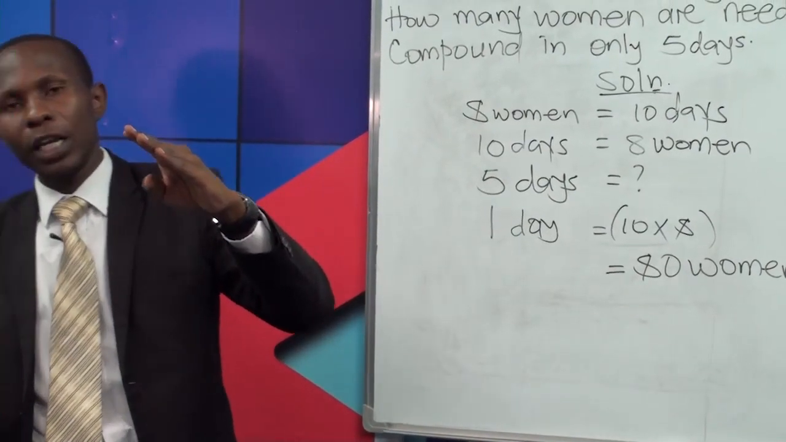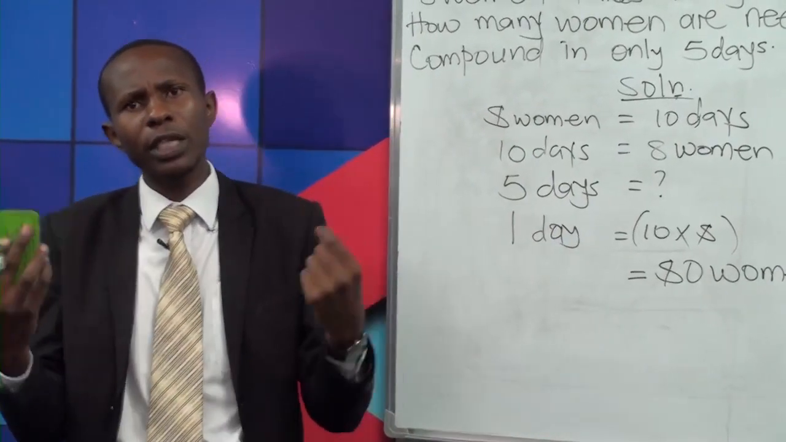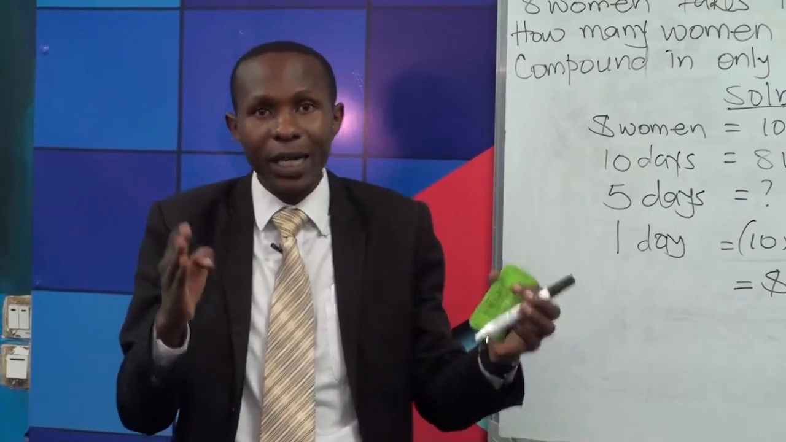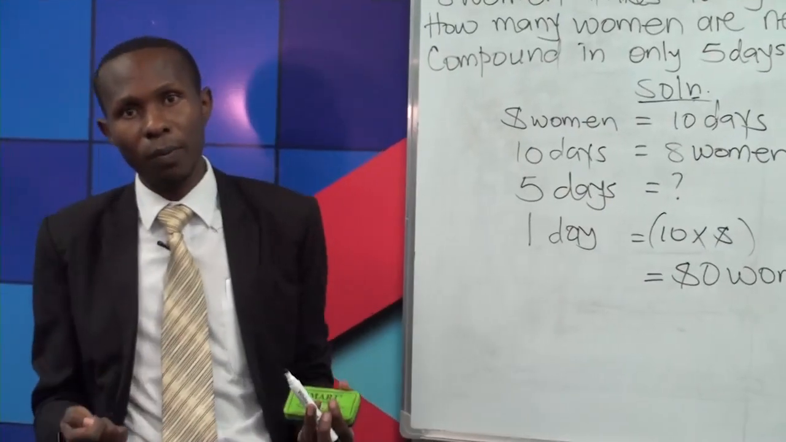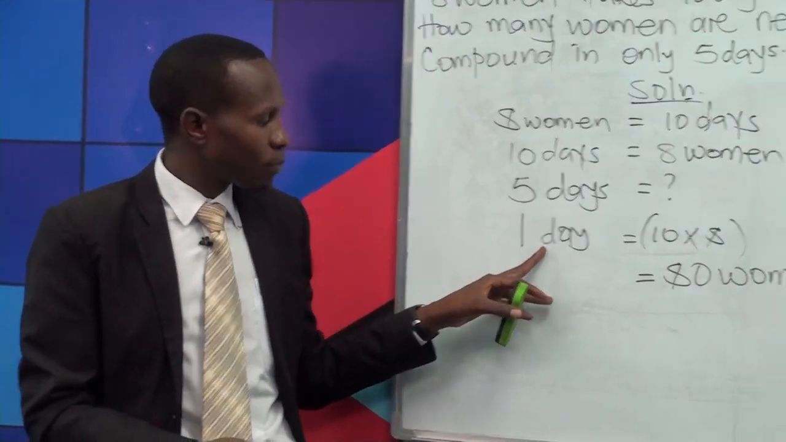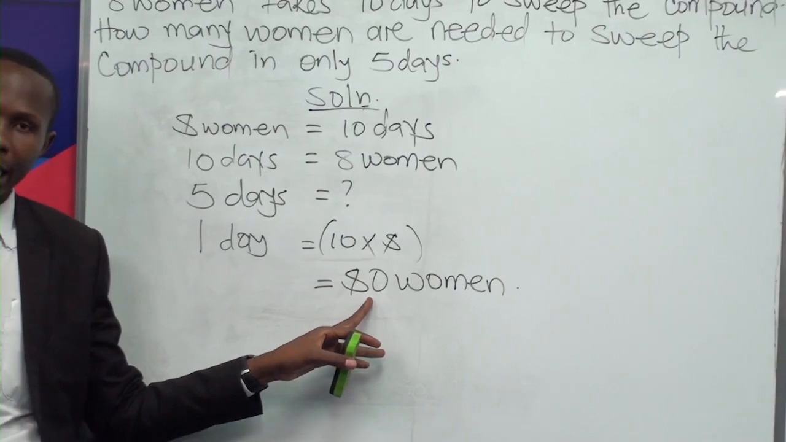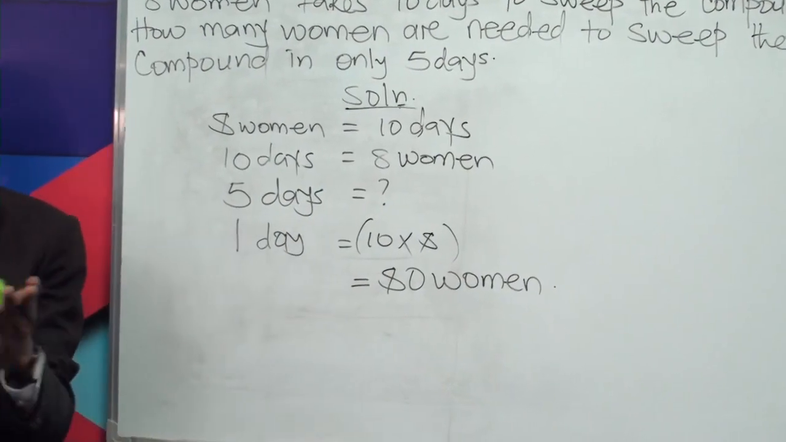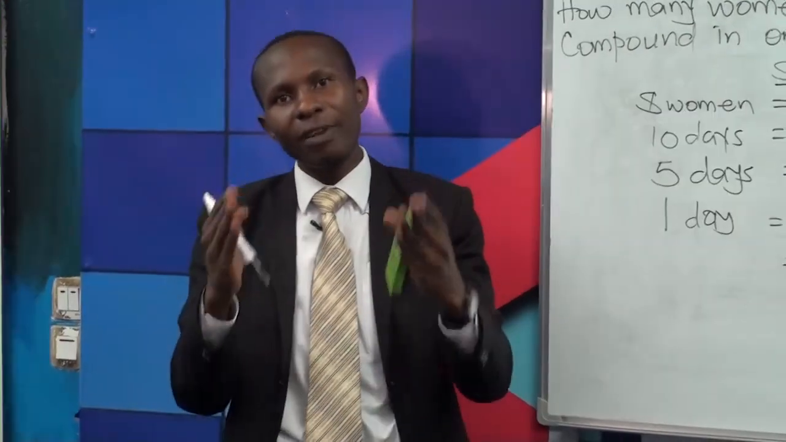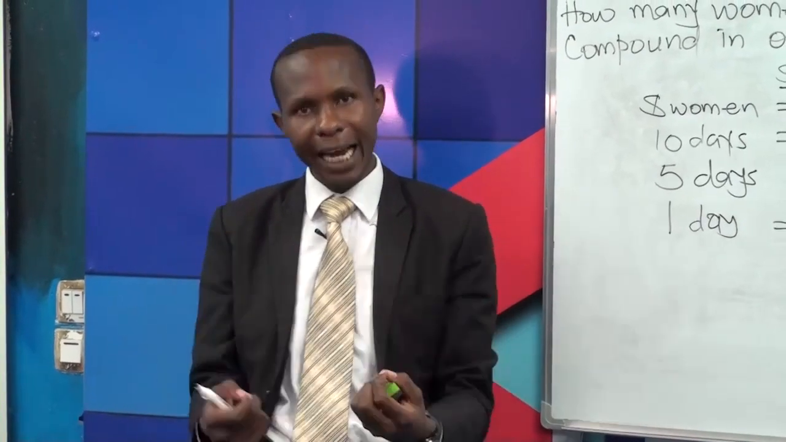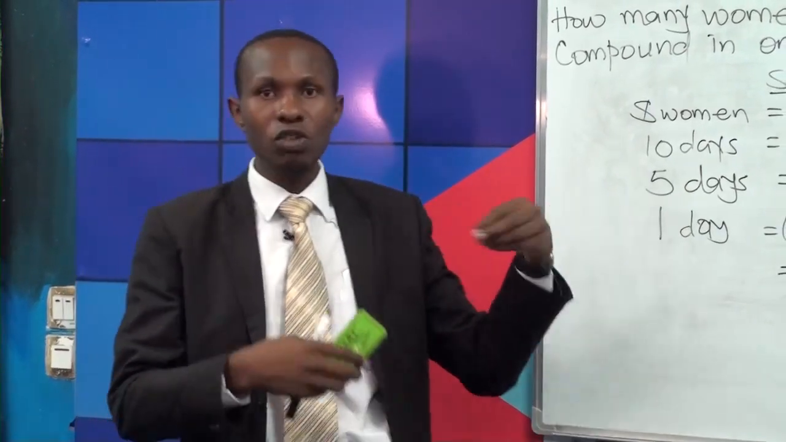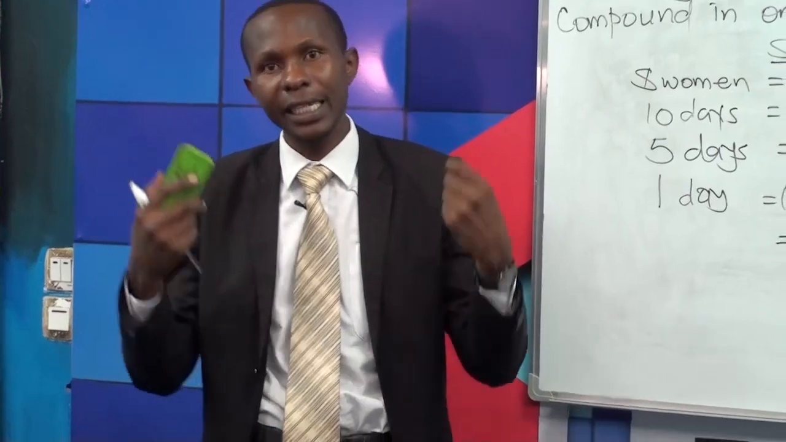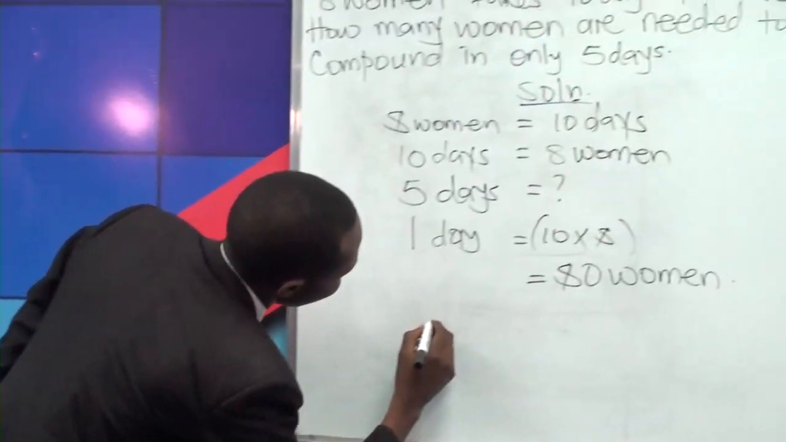But in case you don't find all the 80 women to sweep your compound, then you say, no, I need my compound to be swept in only 5 days. So what will happen if you want your compound to be swept in 5 days is what we want to know. Remember, we have already known, when you want it to be done in 1 day, you'll have 80 women. Now, if you want it to be done in 5 days, it means you'll get the number of workers, which is 80, divided by the number of days you want the work to be done, because they have talked of 5 days. So we shall divide the number of workers by the number of days they are supposed to spend doing that work. So we shall say 5 days.